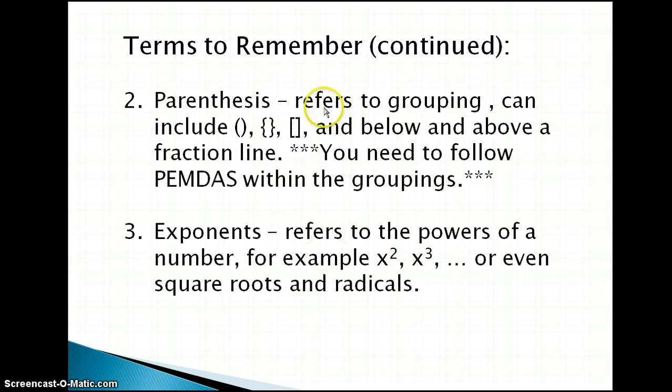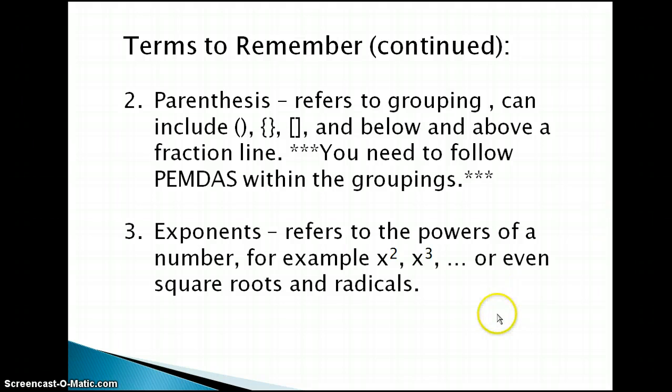Things you need to remember is that the parentheses are grouping symbols. They can include parentheses, braces, brackets, but also below and above a fraction line, and I'll give you an example of that in a little bit. Okay, so you also need to follow PEMDAS within the grouping symbols. So if you had multiple operations within the parentheses, you would also have to use the PEMDAS order of operations.